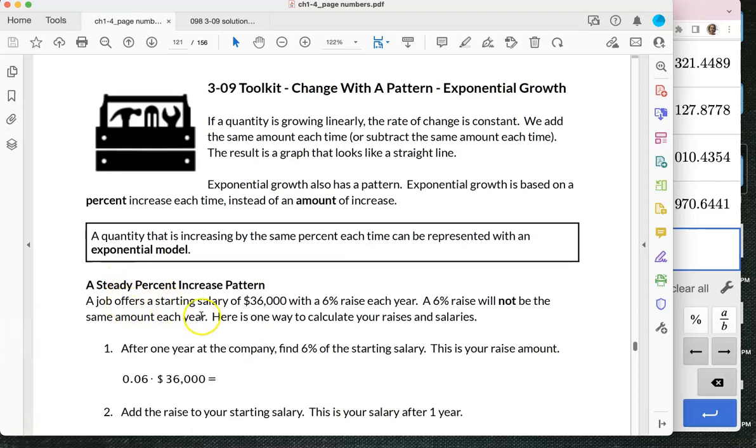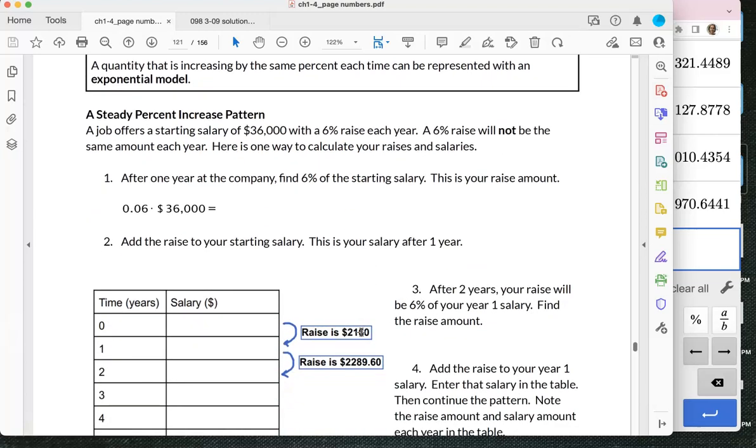Let's say that a job offers a starting salary of $36,000 with a 6% raise every year. A 6% raise will not be the same amount each year. Here's one way to calculate your raises and salaries. So you can skip ahead and see that the raise from 0 years to 1 year is smaller, and then the raise the second year is going to be a bigger amount. So let's do the math for this.